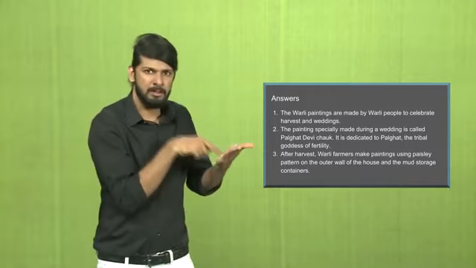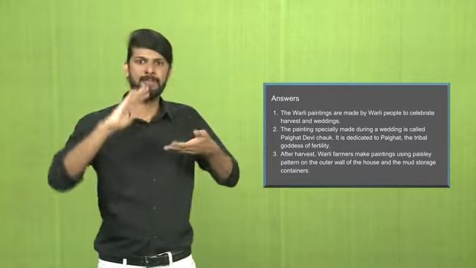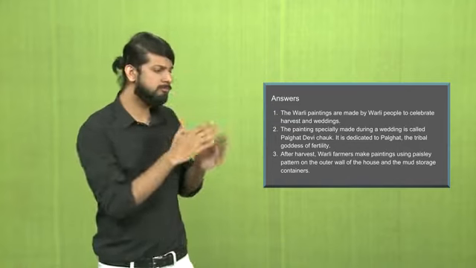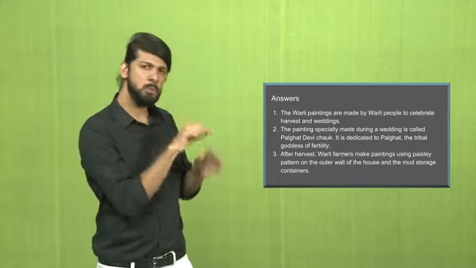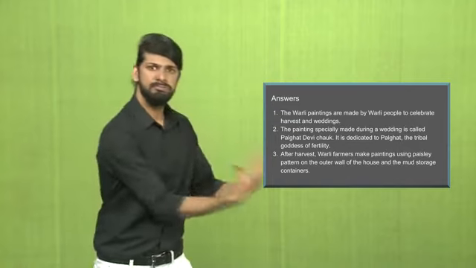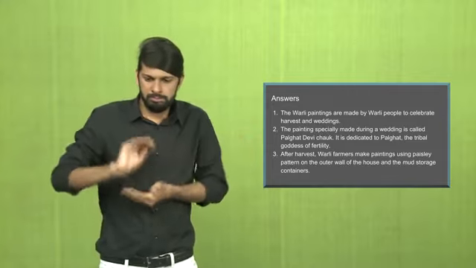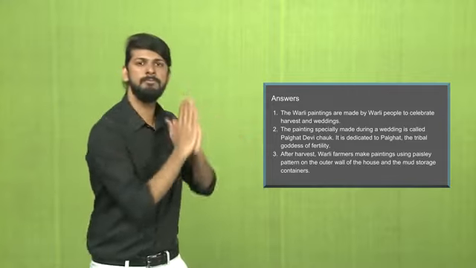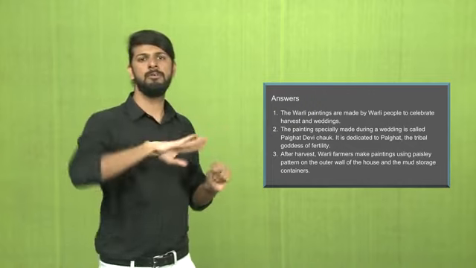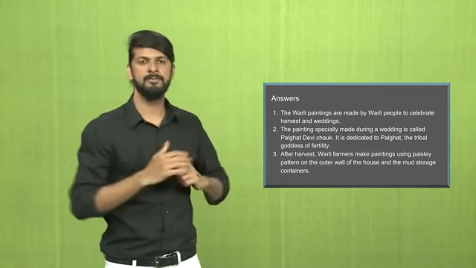In the chowk you would see Palghat Devi, which is actually a tribal goddess of fertility according to the Warli people, and that is why it is dedicated to the tribal deity who supports, protects and ensures fertility after marriage.